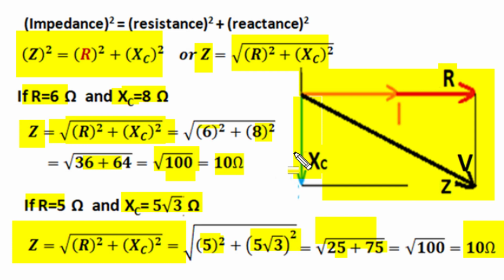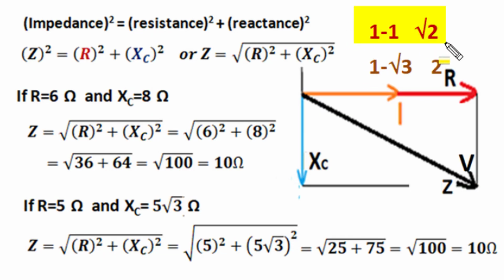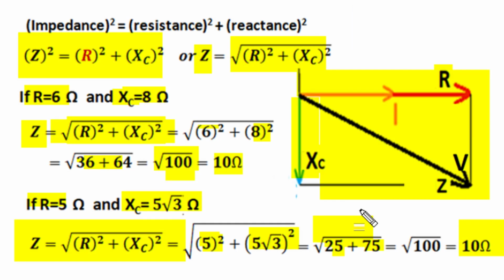So there are certain standard Pythagoras combinations such as 3, 4, 5, 5, 12, 13, 1, 1, root 2 when R and XC are equal in magnitude. Then Z is root 2 times of R or XC value. And another popular combination is 1, root 3, 2 when R and X got 1 is to root 3 ratio. Then Z is twice of the smaller value. And we can easily predict format of impedance triangle, and accordingly we will get voltage phasor diagram.